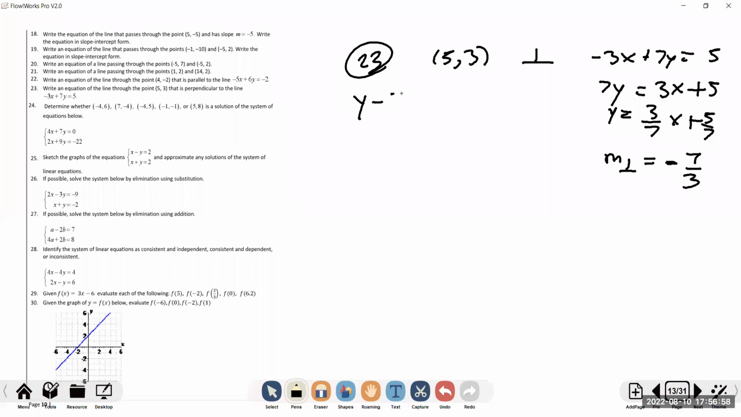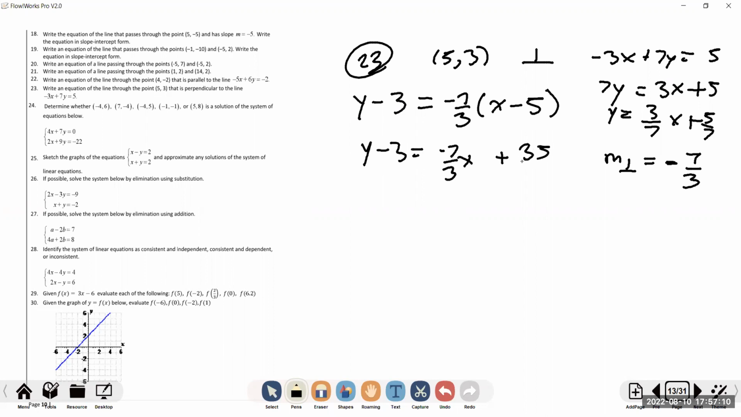So y minus y1 is going to be m times x minus x1. y minus 3 equals negative 7/3 x plus 35 over 3. I'm going to add 9 over 3 when I add 3 to both sides. Like that.